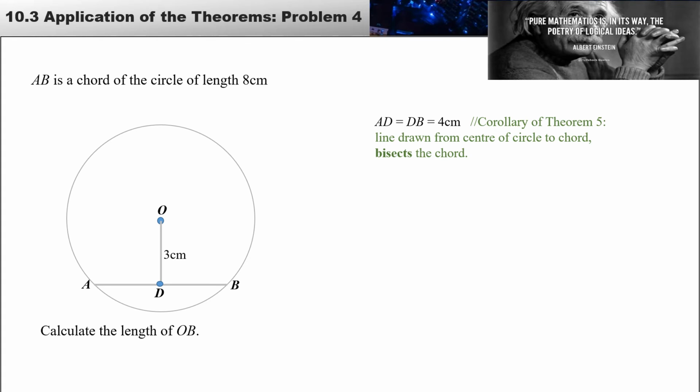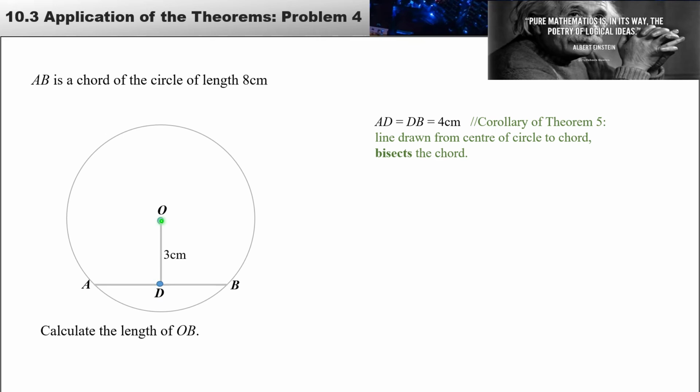AD is equal to DB, which is 4 centimeters. So Martin, how did you get that? Well, remember I mentioned something about a corollary, and don't worry about this word. It just simply means an obvious observation that flows naturally from the logic of a theorem, right? So theorem 5 says a line drawn from the center of a circle to a chord would actually bisect the chord, all right?